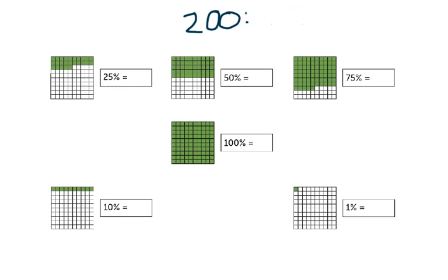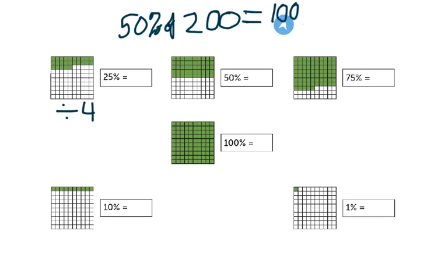So 50% of 200 equals 100. And remember, we can also say 50% times 200 equals 100. Of and times do the same thing. So can we work out 25% of 200? To do 25, if you remember, we're dividing it by 4, or halving and halving again. I've already worked out half here, so all I need to do is halve it again.